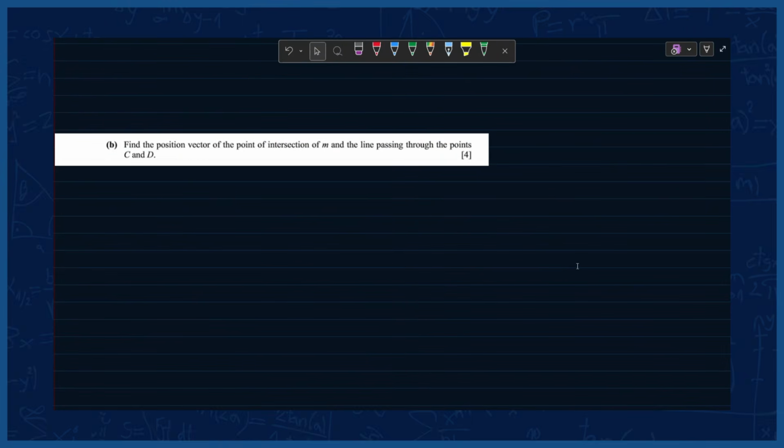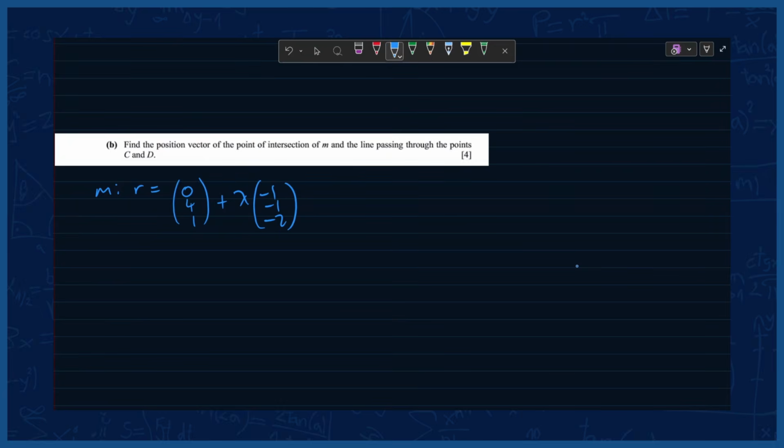Now in part B, they want us to find the position vector of the point of intersection of M and the line passing through the points C and D. Okay, so we already know the equation of M to be r is equal to (0, 4, 1) plus lambda times (-1, -1, -2).